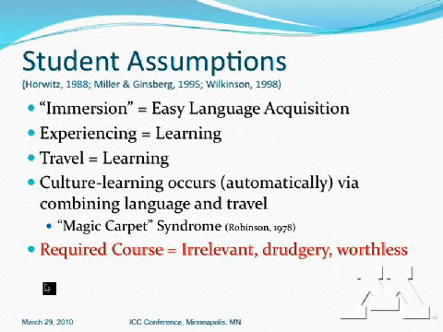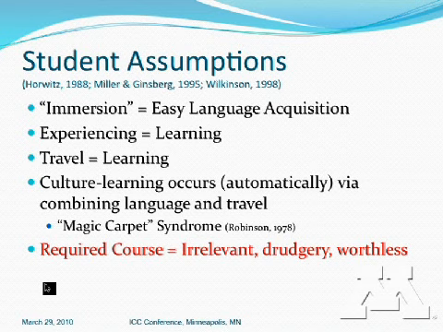Student assumptions that we found throughout the teaching of MAXA, as well as in the literature. And we do have handouts with these literature and references that we'll give you after the presentation. Students assume that immersion learning means easy language acquisition, that experience is the same thing as learning, that travel, because it's an experience, is the same thing as learning, and that cultural learning occurs automatically by combining language and travel. This has been called the magic carpet syndrome of language and cultural learning. Since it was a required course, they also thought it was probably worthless, or why would we have made them take it?